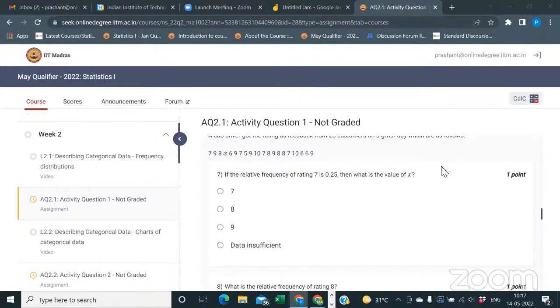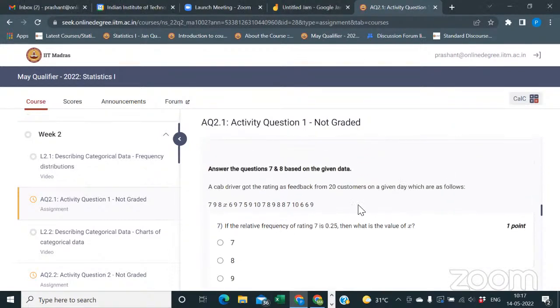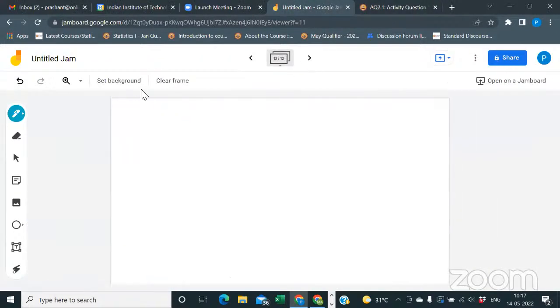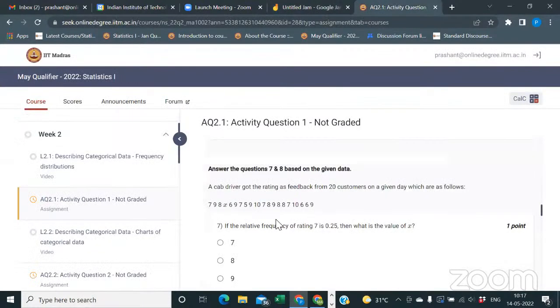See, for this rating, how much is the total number of ratings? 20. Yes, sir. Right? Sir, I think you explained earlier. No, I explained in, I think, the discussion forum or somewhere, recently, about the mode. Yeah, that's similar to this. Here, how many 7s are there?